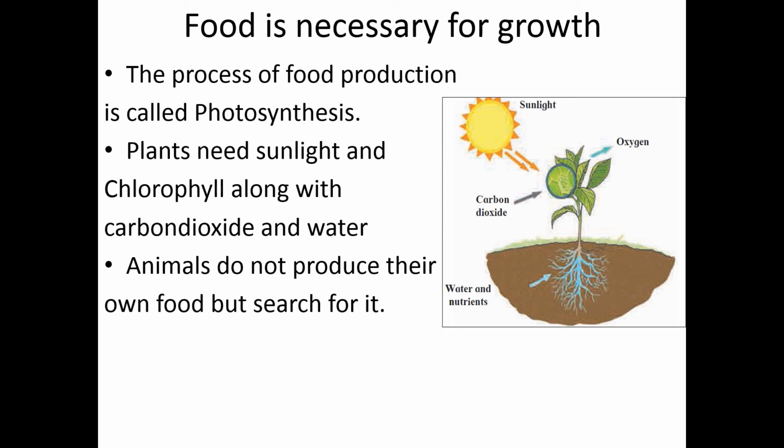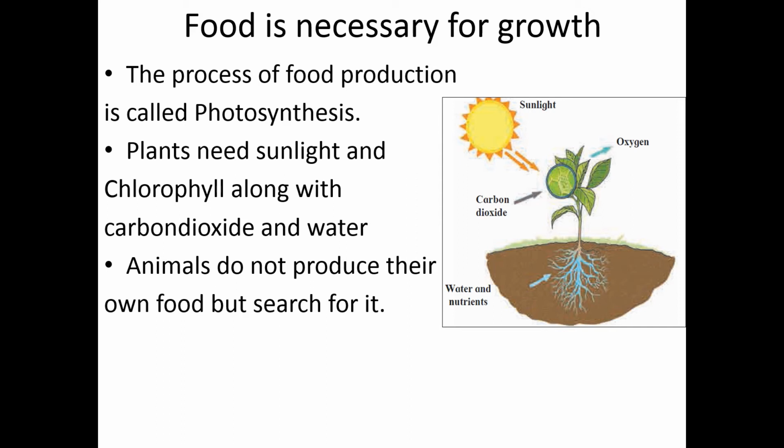The plants take sunlight and chlorophyll, carbon dioxide and water, and prepare the food. Now why is this oxygen going out? Because after the food is prepared, extra oxygen is formed, which is given out from the leaves.